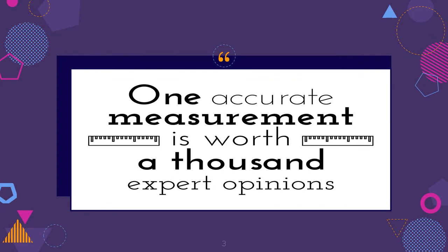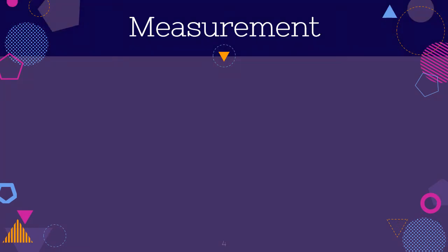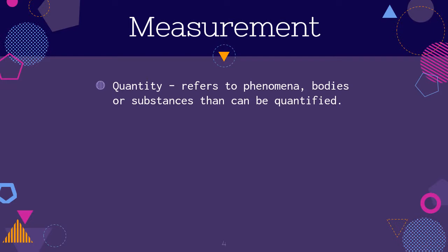Let's have this quotation about measurement: one accurate measurement is worth 1,000 expert opinions. Well, let's have the concept of measurement. The first one is quantity. When we say quantity, it refers to phenomena, bodies, or substances that can be quantified. When we say quantified, it can be countable, and it is assigned to a particular phenomenon, body, or substance.